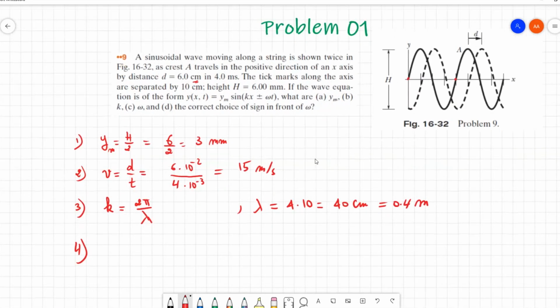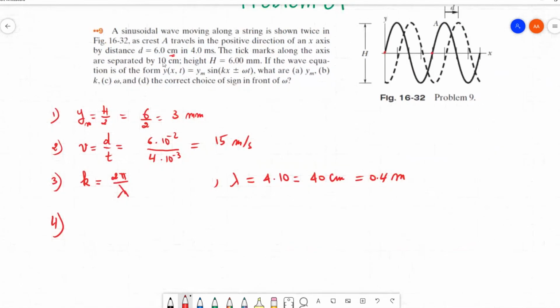Okay. So it is given here. It's 10 centimeter for the tick mark, and you see it is passing through the tick mark exactly. So it's 4 times 10 centimeter. It's 0.4 meter. Thanks for the question.